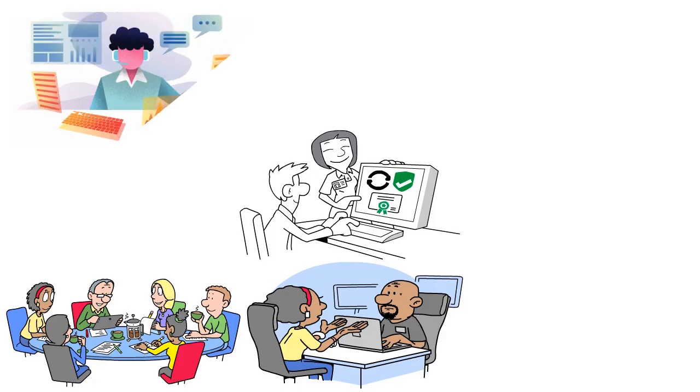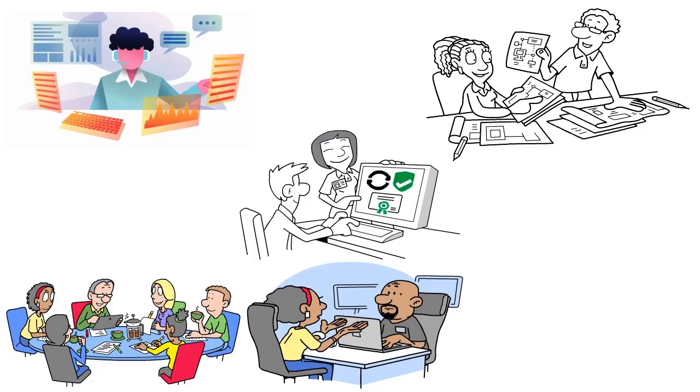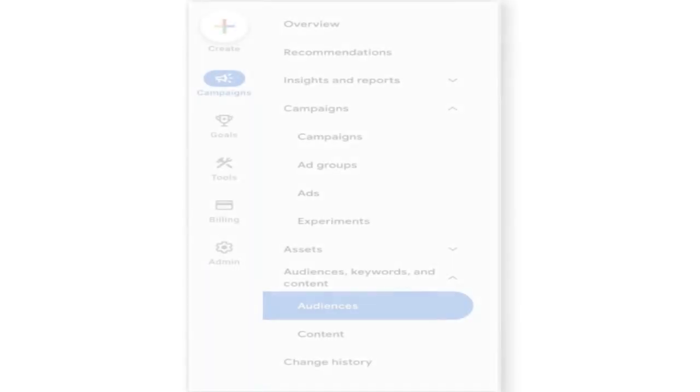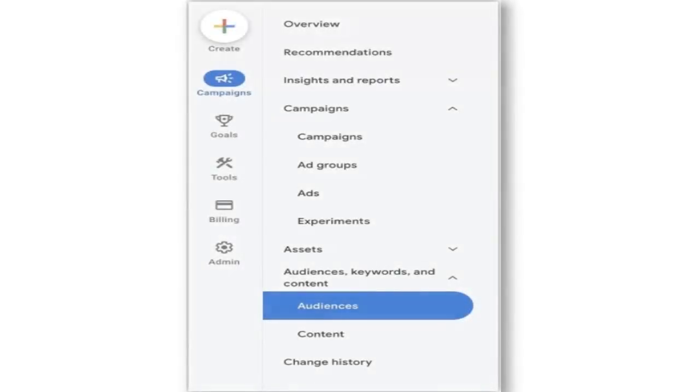So this can be found by navigating to the audiences, keywords, and content section in the interface, then selecting either audiences or content and reviewing the data found there. You can see on the screen here, this is how you actually slice and dice things, okay?